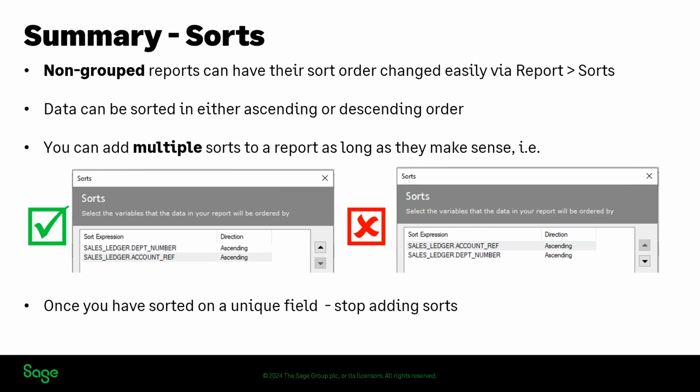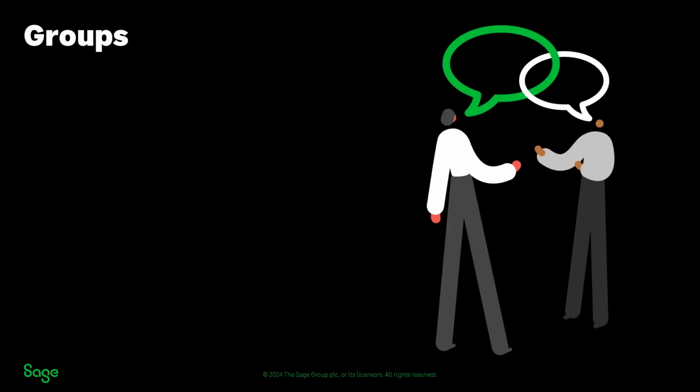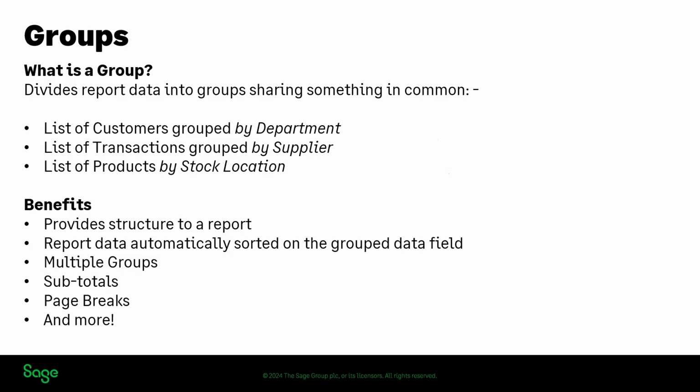Right, next we're going to move on to groups, which is the last section that we're going to cover in today's webinar. But firstly, we'll start with some general rules about groups, and then we're going to show you how to add a group to a non-grouped report. So first of all, what is a group? Well, it's a means of dividing a list of report data by something shared in common.